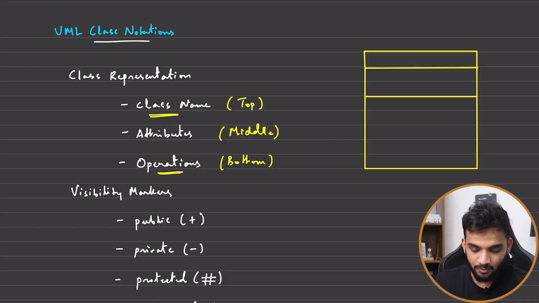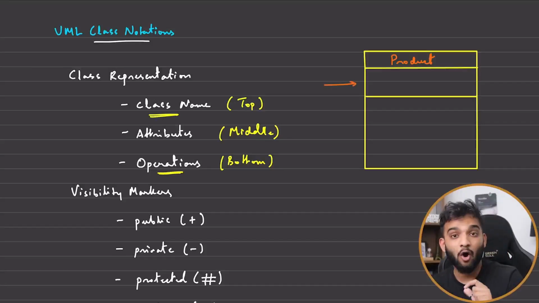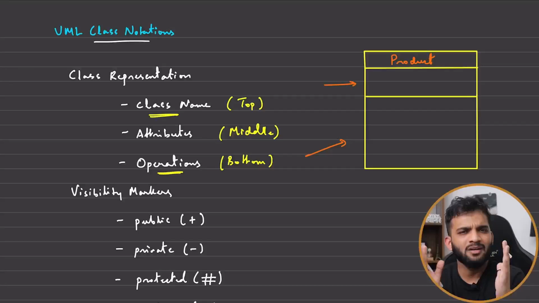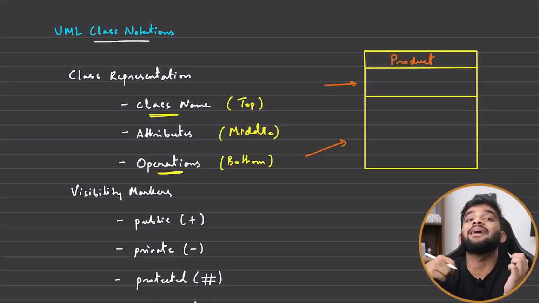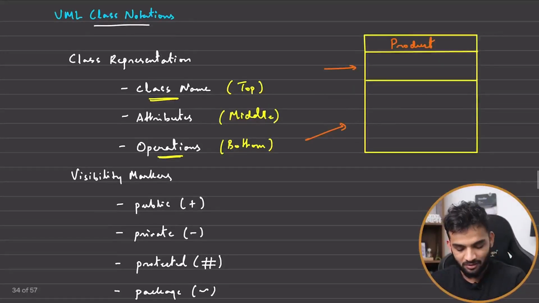So if I have a class, let's say Product, I'll write Product in the top compartment, and then if I have attributes, they'll go in the middle compartment. If I have operations, they'll go into the bottom compartment. Now, do I write the attributes like string name, double price? No, there's a pattern to it as well, which we will be learning in the next phase.